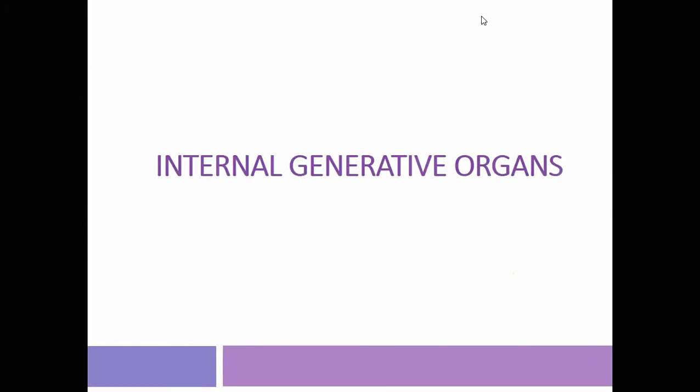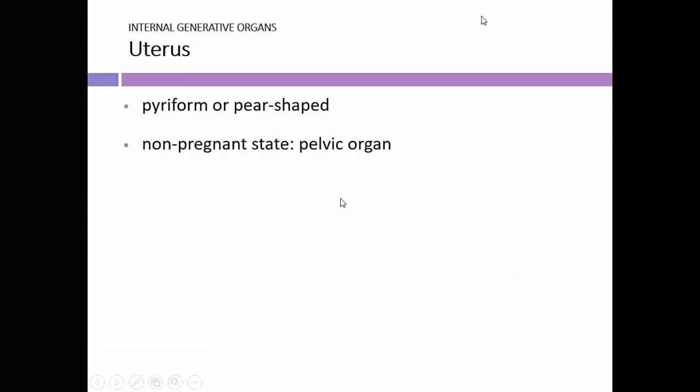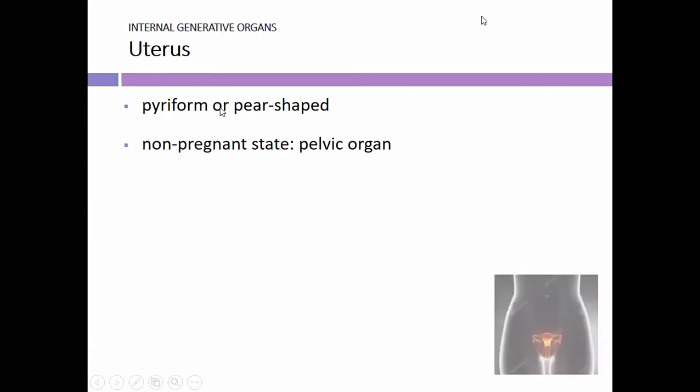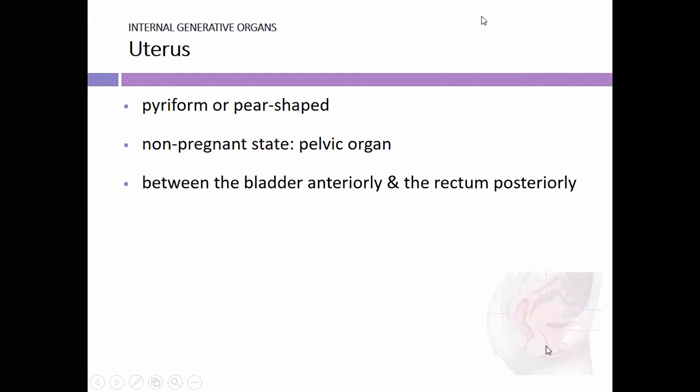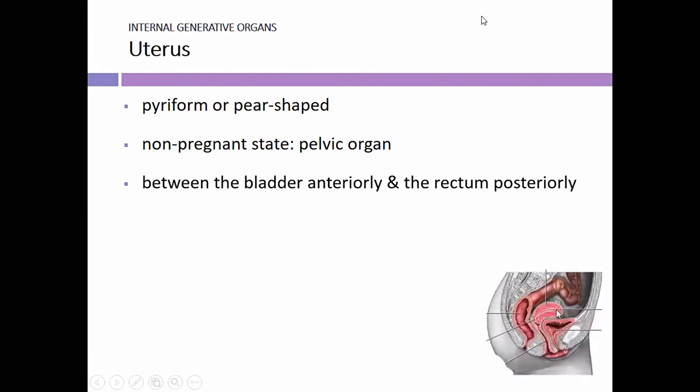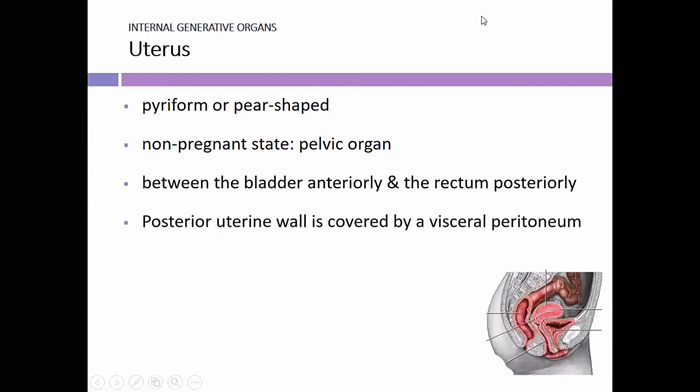So moving on, we will now look at the internal organs. The uterus is a pear-shaped organ, which in the non-pregnant state is a pelvic organ. So you can see this is the pelvis, this is the umbilicus. So the uterus is basically a pelvic organ. If this is the uterus and the vaginal opening, anteriorly is the urinary bladder, and posteriorly is the rectum. Now, this is also covered by peritoneum.